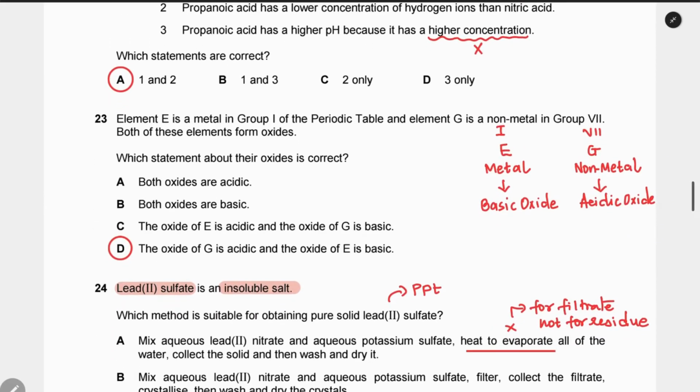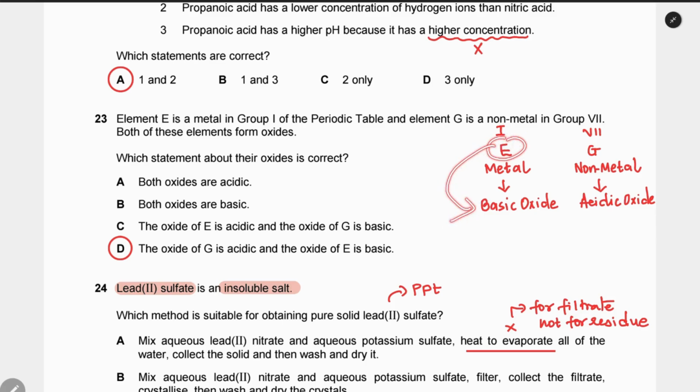Element E is a metal in group 1 of the periodic table, and element G is a non-metal of group number 7. So over here I have made it easier for you. Element E belongs to metal, element G belongs to non-metal. Metals always form basic oxides while non-metals form acidic oxides. So both oxides are acidic? No. Both oxides are basic? No. Oxide E is acidic?